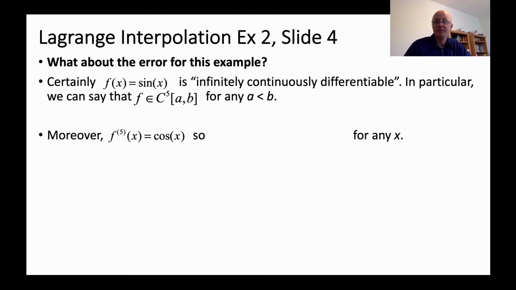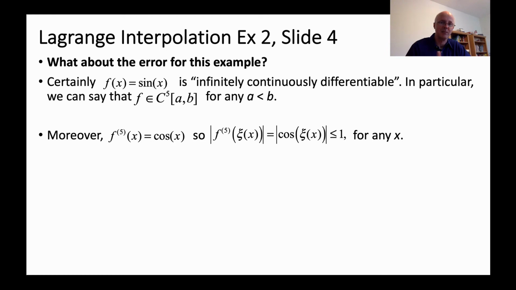And in particular, the fifth derivative of f is the cosine function. And so, in absolute value, if I plug in any c of x for any x, I can say this is less than or equal to 1, because we know for real inputs, the cosine and sine functions, for example, are always less than or equal to 1 in absolute value.